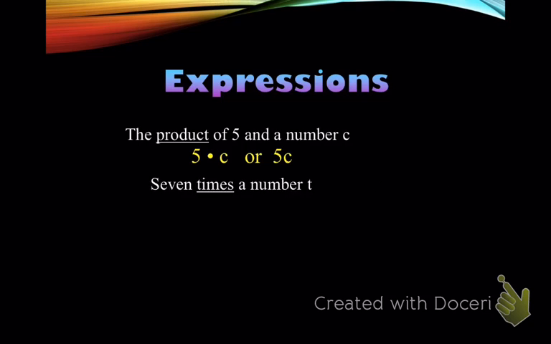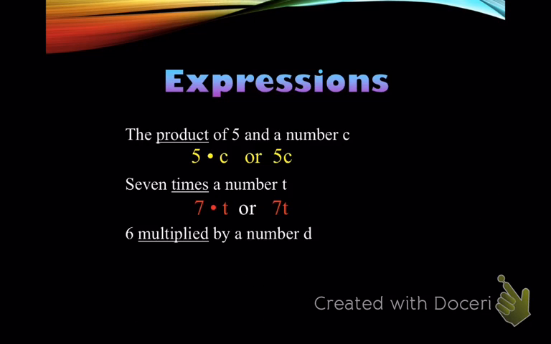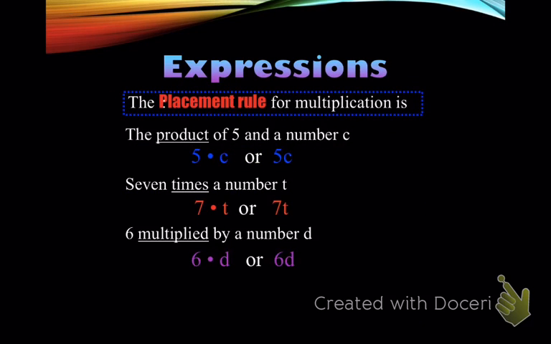Next one, 7 times a number t. 7 times t. Well, what do you think that's going to look like? Probably 7t, or 7 times t. And finally, 6 multiplied by a number d. I think you can figure this one out. You should try it before I do. If you need to pause for a second, do so. Just write it somewhere really quickly. It's very simple. It should be 6 times d, or 6d.